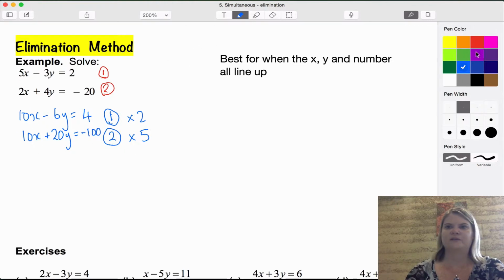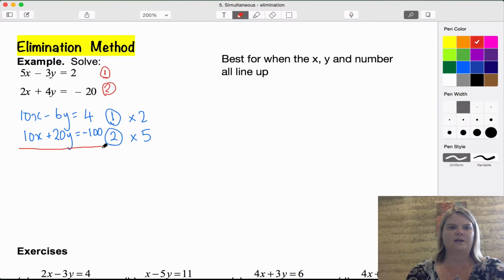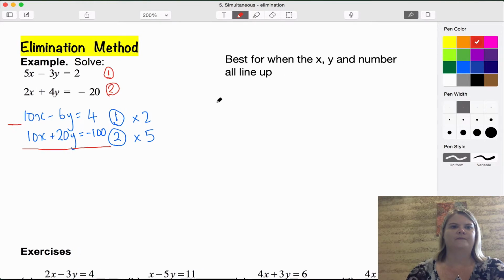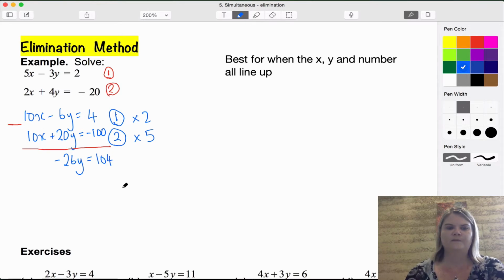Now that we've got similar coefficients there, we can draw a line and subtract. 10 minus 10, these are going to cancel. Negative 6 take away 20 is negative 26y. 4 take away negative 100 is the same as 4 plus 100, which is 104. And we get y equals negative 4.